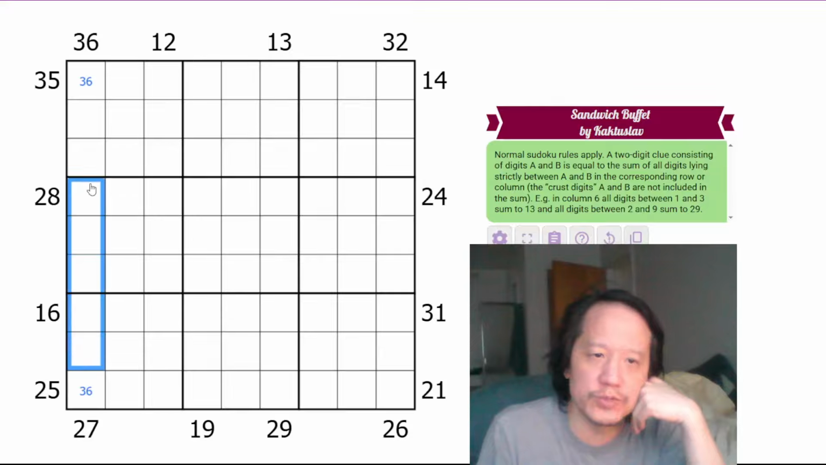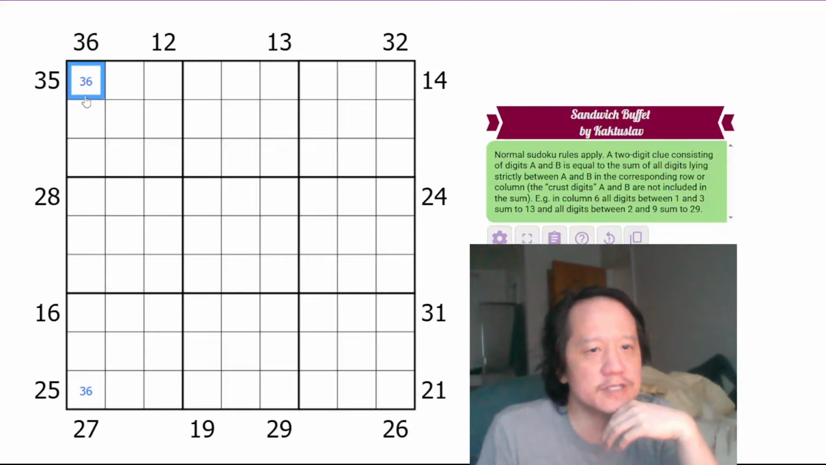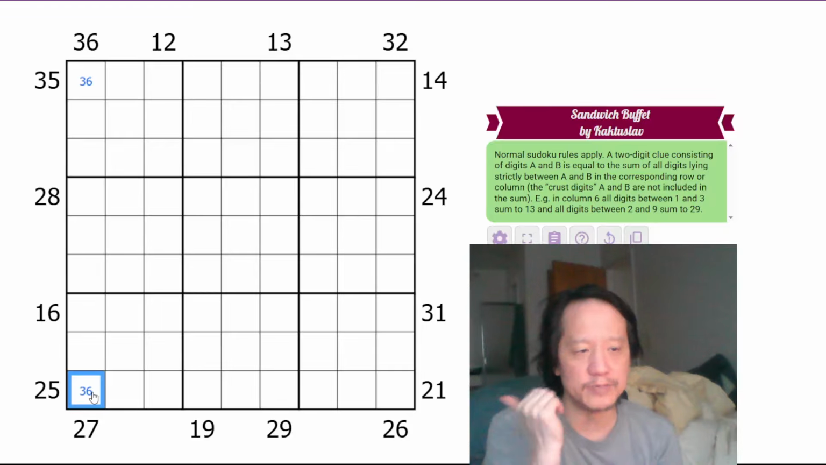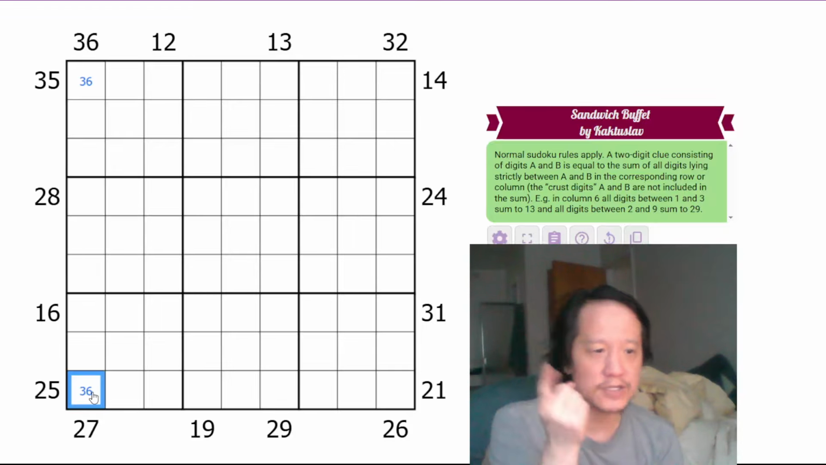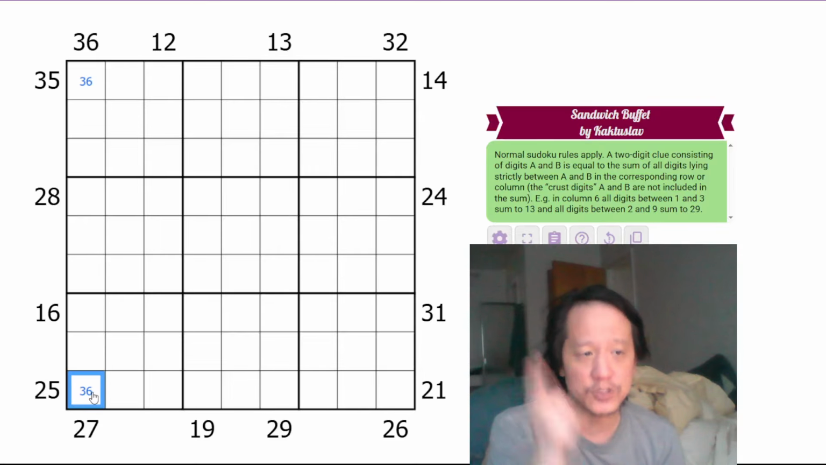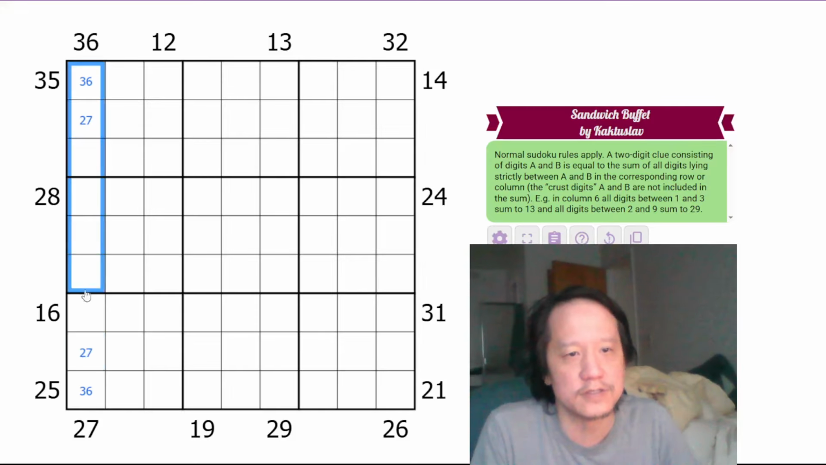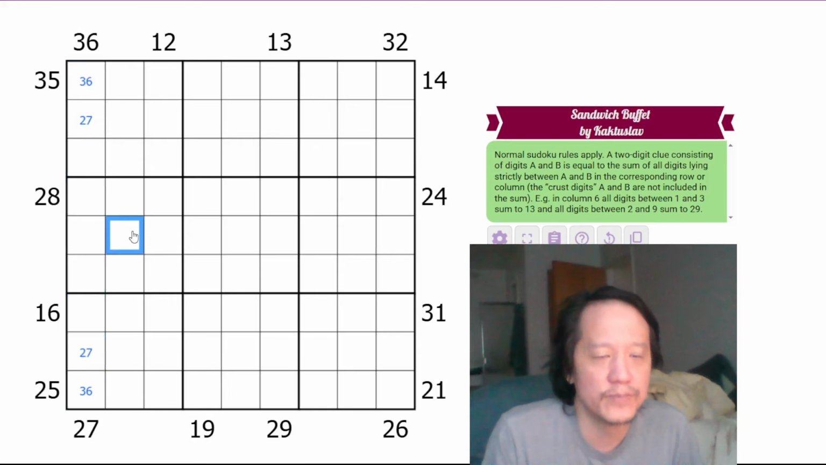Same with 2 and 7, right? Well, 3 and 6 are definitely outside of the sum there, so that means the sum is at most 36. 2 and 7 add up to 9. So 36 minus 27 is 9. So 2 and 7 have to be the next 2 digits in this crust here in column 1.